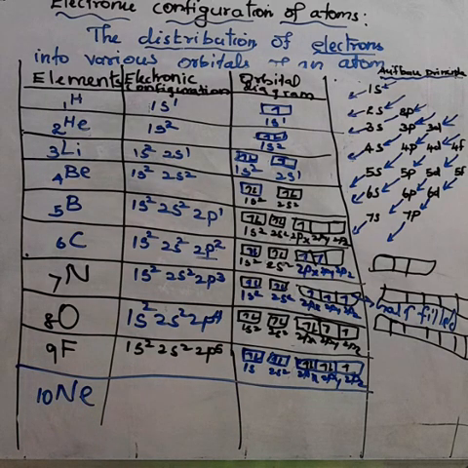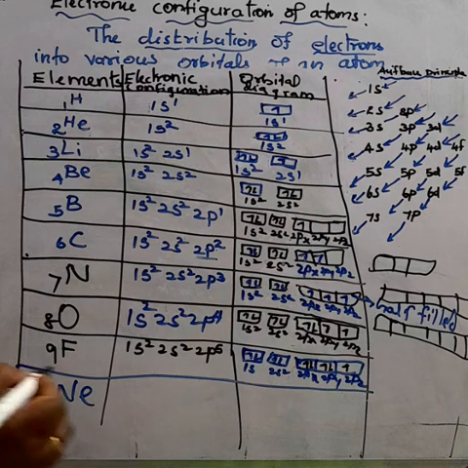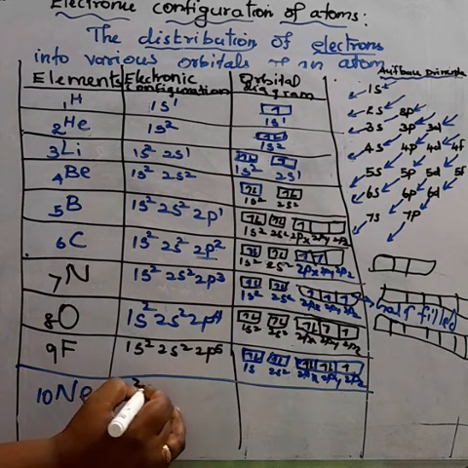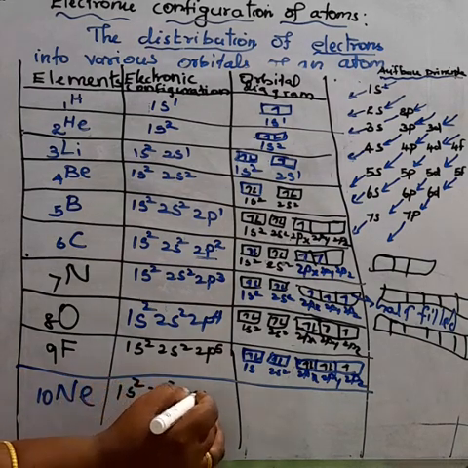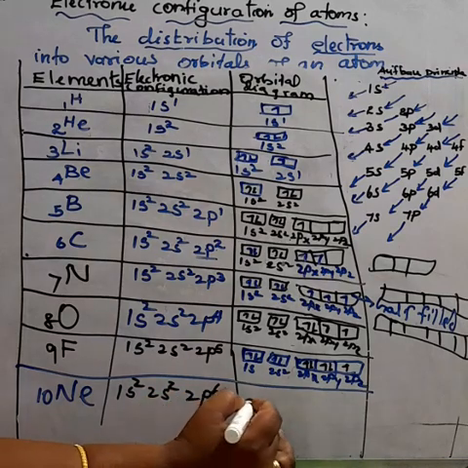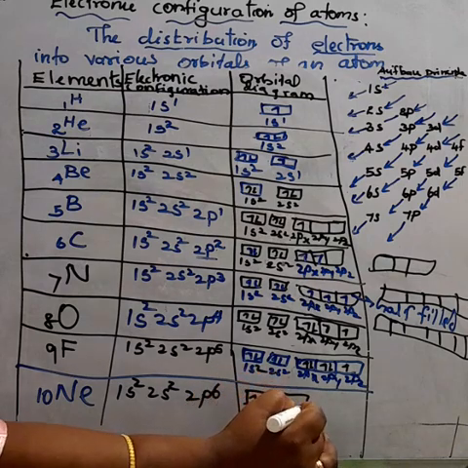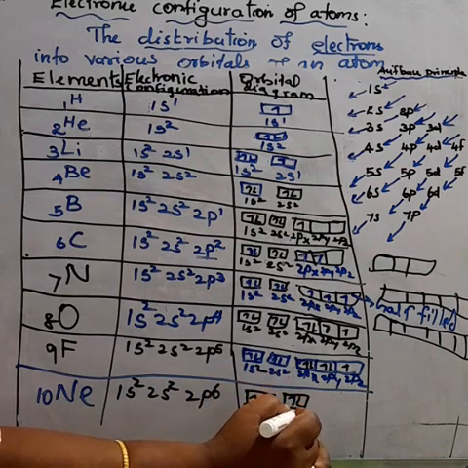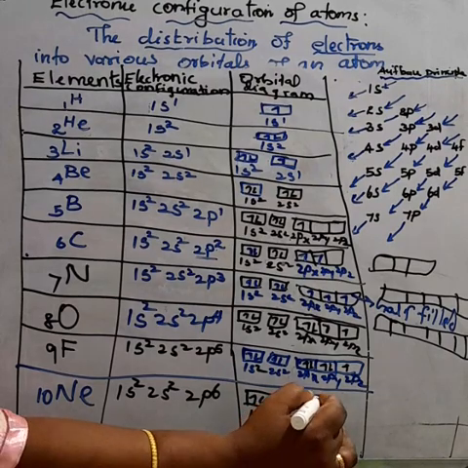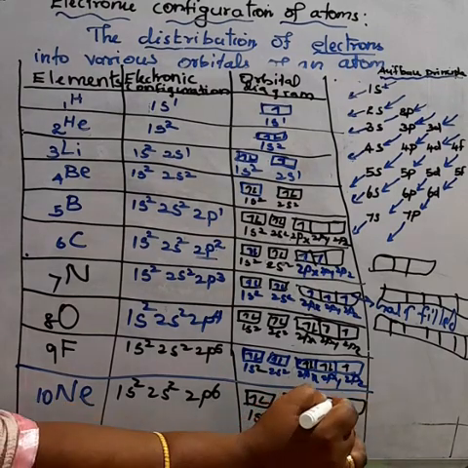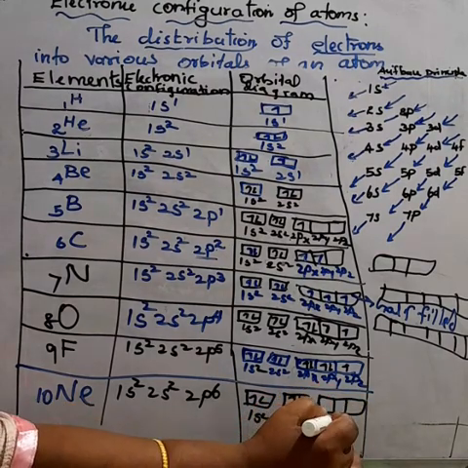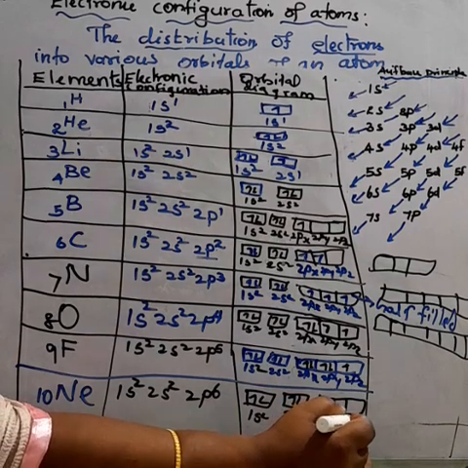Atomic number 10, so the electronic configuration is 1s2, 2s2, 2p6. Okay, 1s orbital, how many electrons can we accommodate? 2 electrons. 2s orbital, 2 electrons. Then 2p orbital, how many electrons can we accommodate? 6 electrons. Okay, 2px, 2py and 2pz.